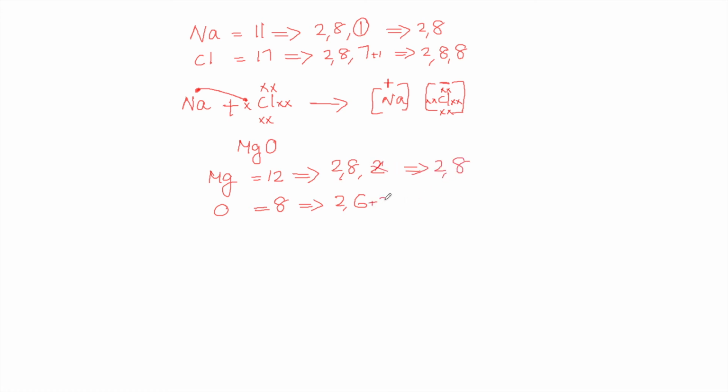Oxygen gains 2 electrons, so the octet for oxygen will also be completed. We can represent this with the help of an electron dot structure. First magnesium. How many electrons in the outermost shell? That is 2. Plus oxygen. How many electrons in the outermost shell? That is 6.